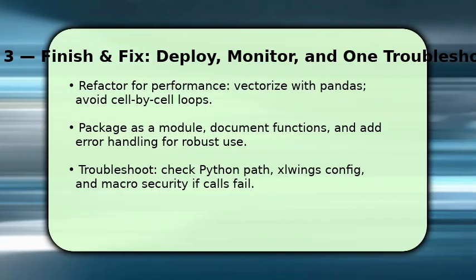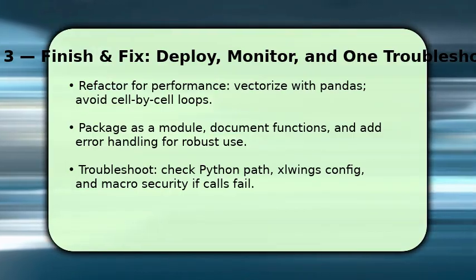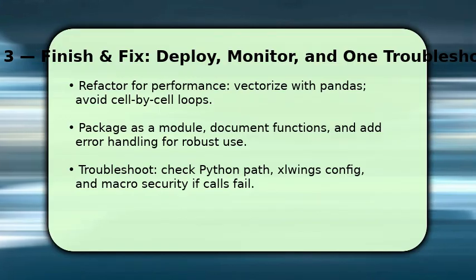That makes debugging simple. If something goes wrong, first check the Python executable path and xlwings configuration in the workbook, then verify Excel macro security settings. If calls still fail, restart Excel and the Python process, then test a minimal example to isolate the issue.